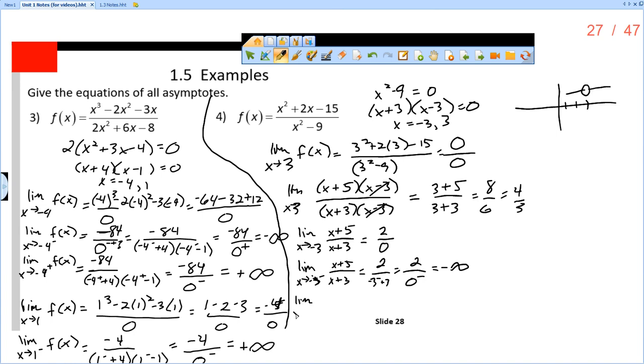And then we can say the limit as x approaches negative 3 from the right of x plus 5 over x plus 3. And so once again, I get 2 over negative 3 from the right plus 3.